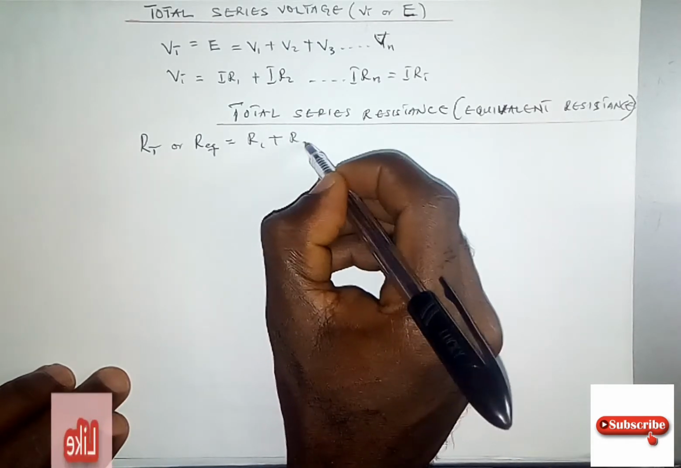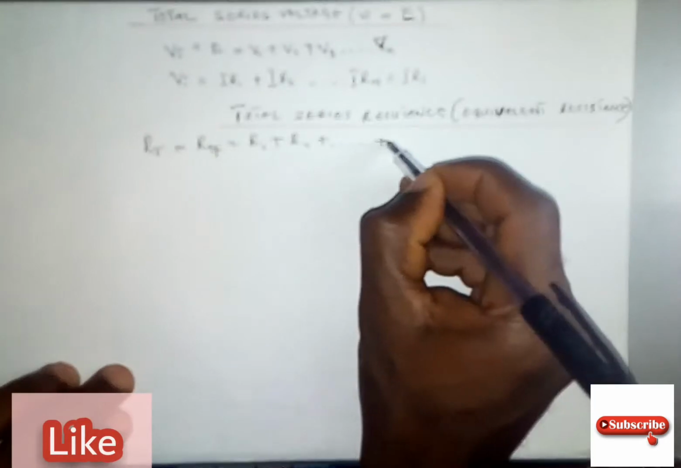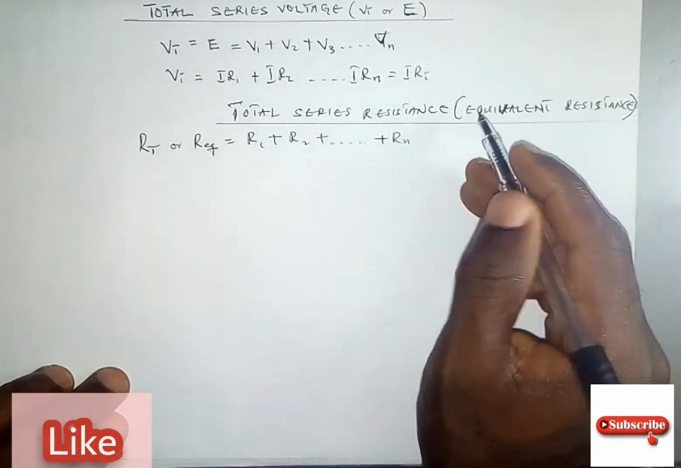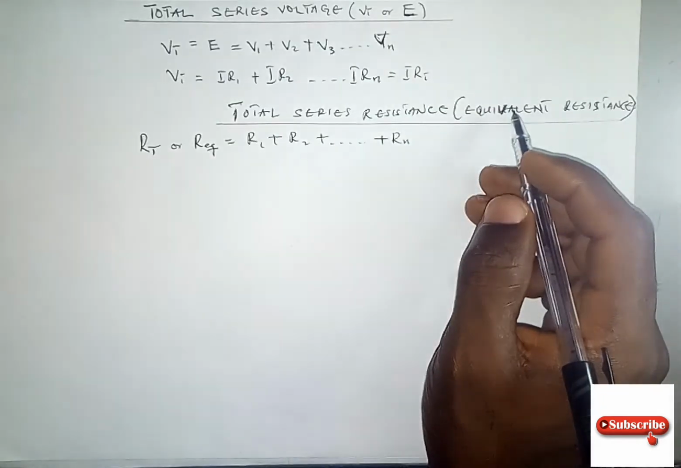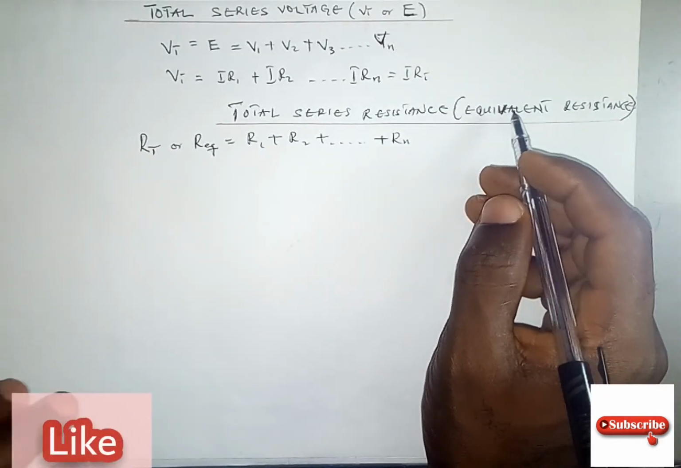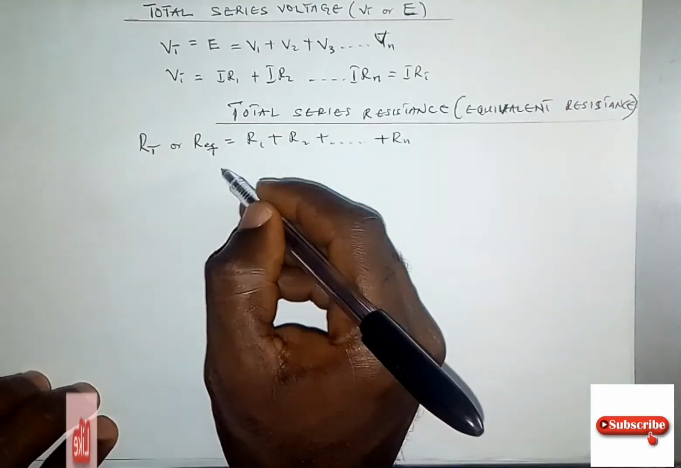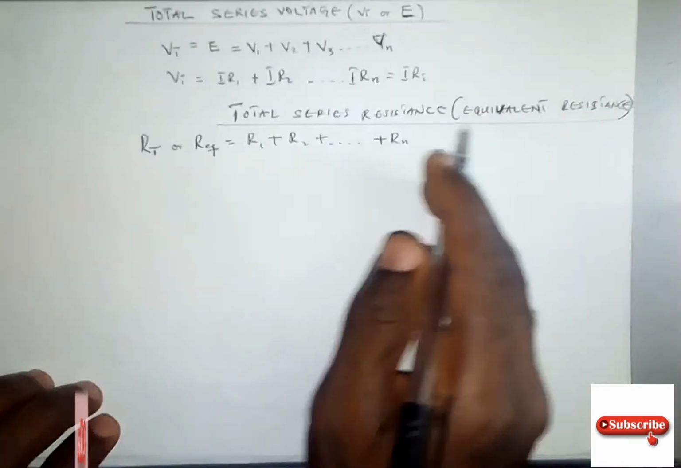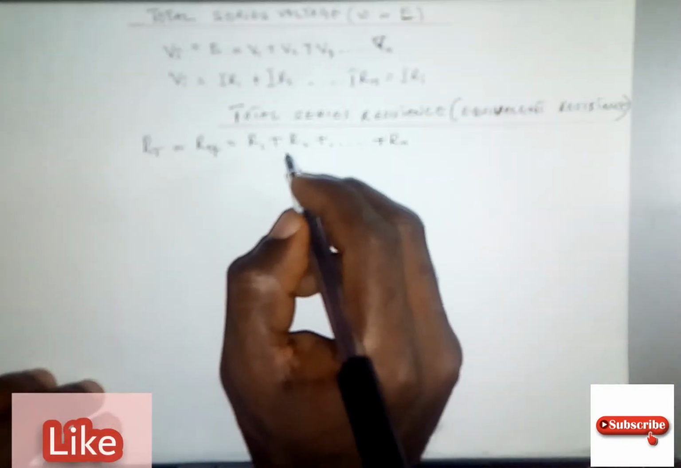which is the same as R1 plus R2 plus up to RN, no matter how long it is, or the number of resistors connected in it. The next one we're going to look at is series current. What happens to the current in a series circuit?